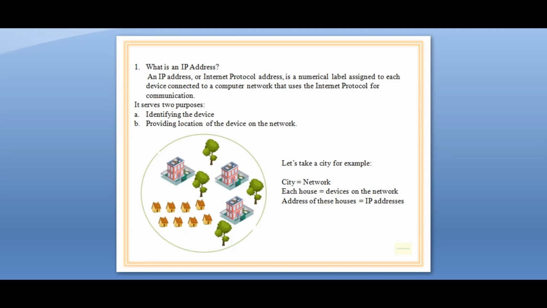Let's try to understand this in a simpler way. Take a city for example. The city is just like your network. In this city, every house is like a device on the network. Each of these houses is identified by its unique address. Similarly, each device on the network is identified by its IP address.